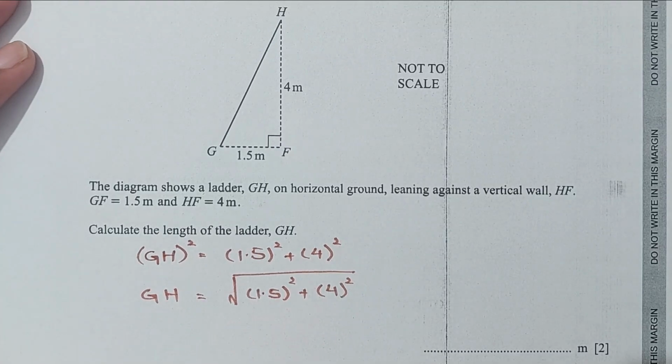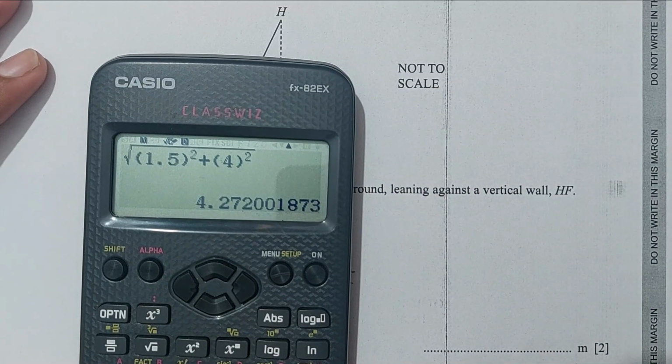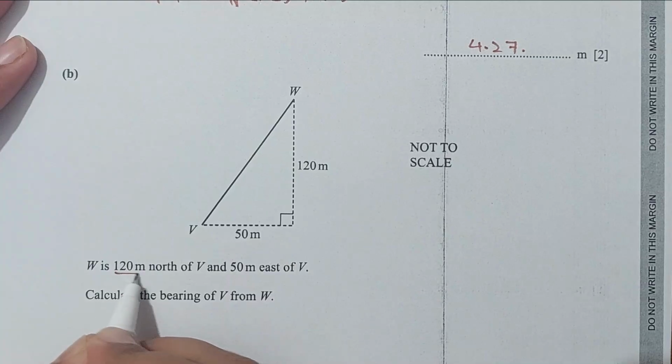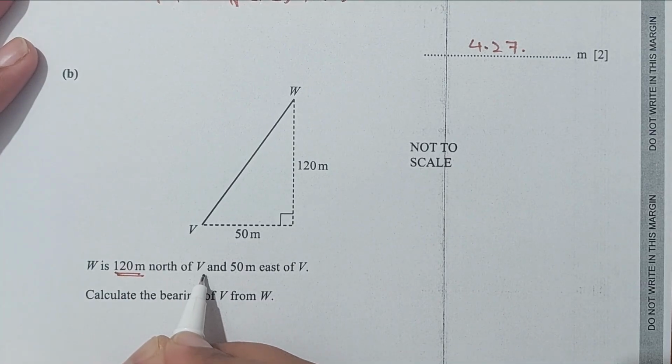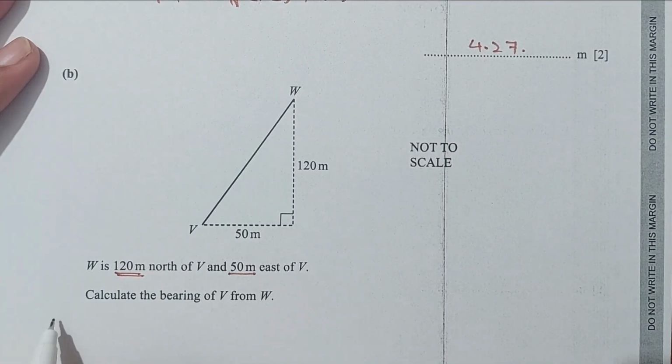All right. Let me simplify. The square root of 1.5 square plus 4 square. This would be 4.27 meters. Now for part B, W is 120 meters north of V and 50 meters east of V. Okay, north and the east. Calculate the bearing of V from W.